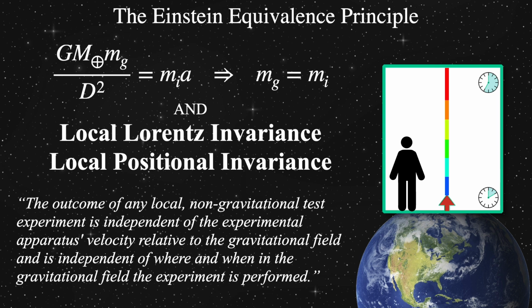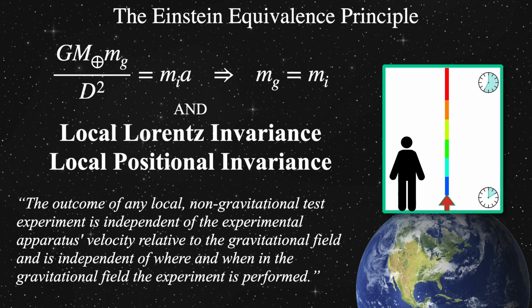What is now called the Einstein equivalence principle states first that the weak equivalence principle holds. Then, to complete his work on gravity, Einstein included two more ideas into his form of the equivalence principle: local Lorentz invariance and local positional invariance.